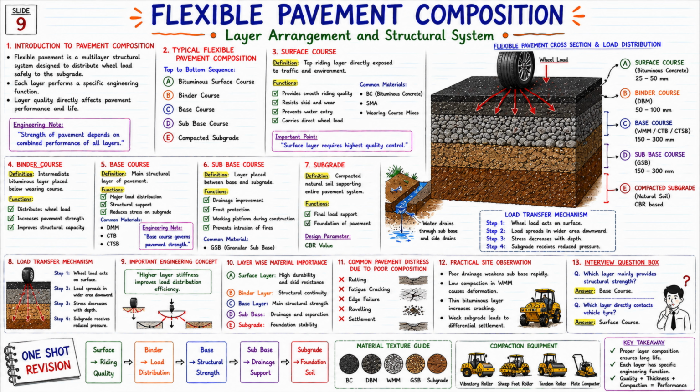अब नीचे वन शॉट रिवीजन देखते हैं. Surface layer, riding quality, binder layer, load distribution. Base layer. Structural strength. Sub-base. Drainage support. Subgrade. Foundation soil. Now look at the key takeaway at the bottom. Proper layer composition ensures long pavement life. Each layer has specific engineering function. And quality plus thickness plus proper compaction means better pavement performance.